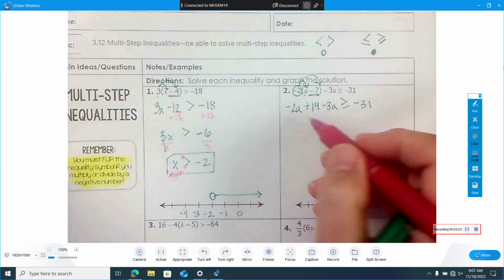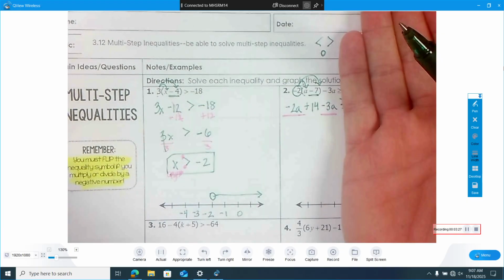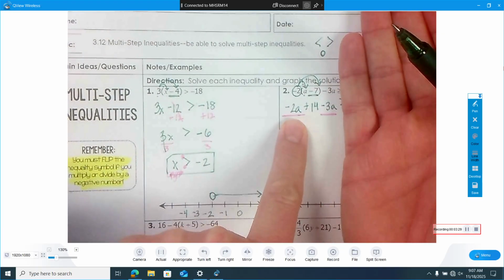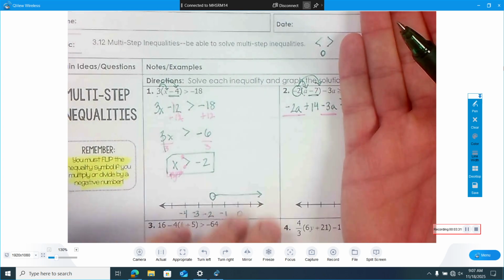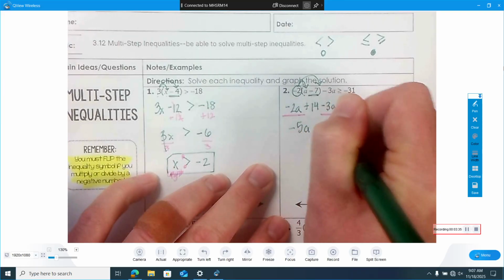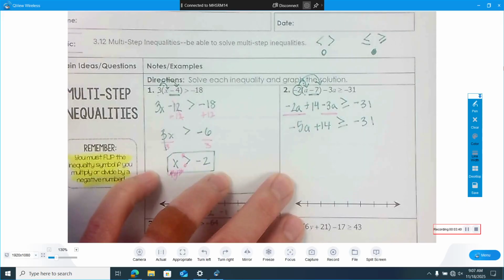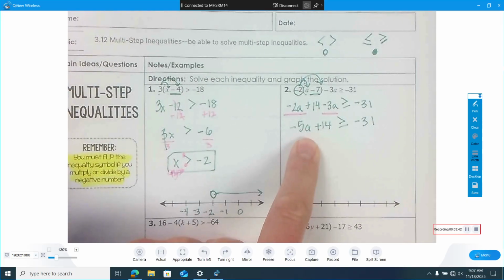We also need to combine our like terms here that are on the left-hand side. So I have negative 2a's and negative 3a's. Negative 5a's. Good. Plus the 14 is greater than or equal to negative 31. And our job now is to get the a all by itself. What should we do? Minus 14.